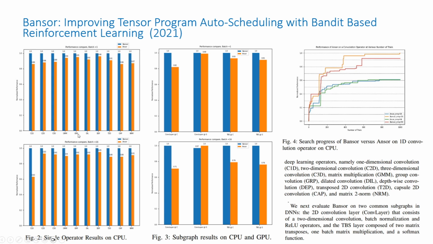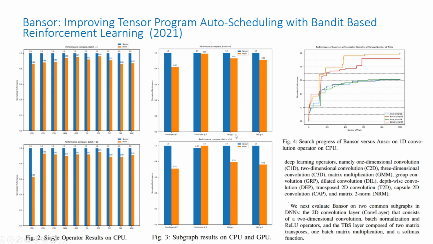So you can see that for batch size of 1 and batch size of 16, Ansor clearly outperforms on CPU. But also there's a comparison on CPU and GPU, and you can see that for batch size of 1, Ansor always beats, but there's only one exception in the convolution layer. So here the benchmarks are the convolution at CPU, convolution at GPU. That's where Ansor performs better in here.